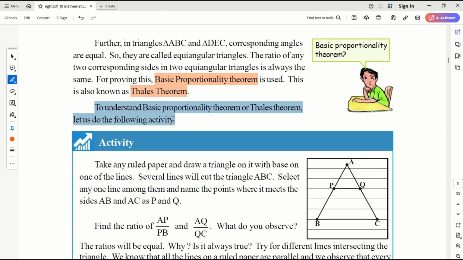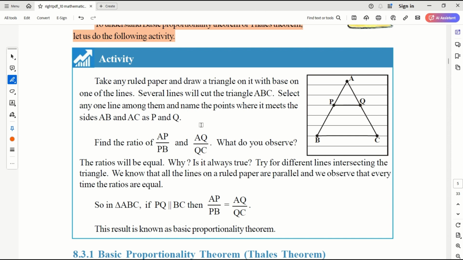To understand this basic proportionality theorem, let's do the activity given here. Take any ruled paper, draw a triangle ABC, and then draw a line parallel to BC. PQ and BC are parallel. Now what do you observe?